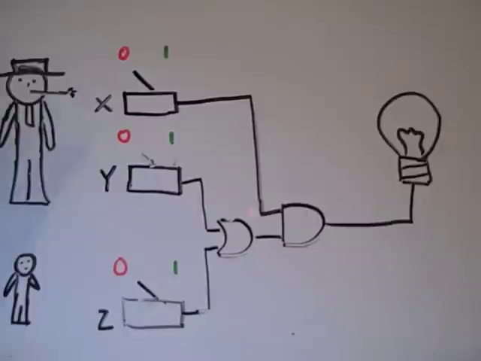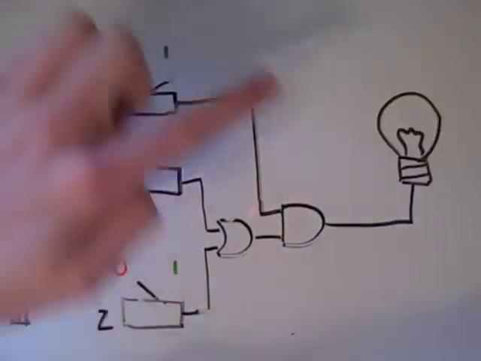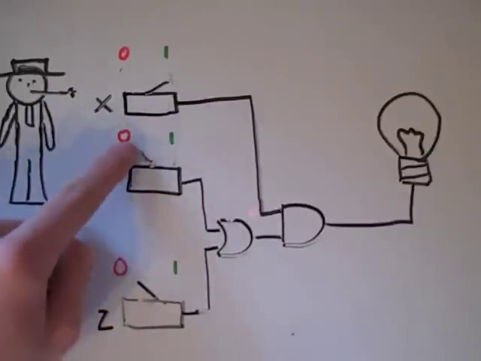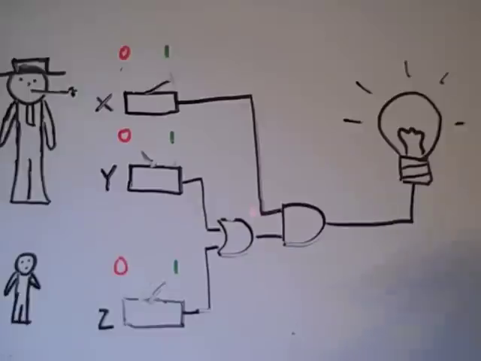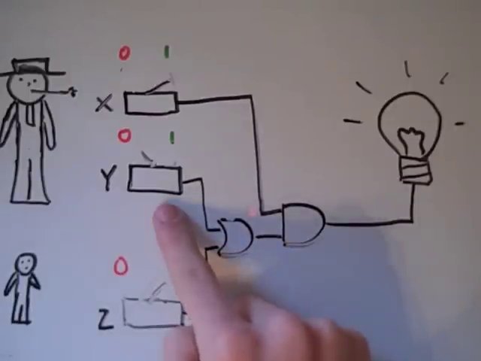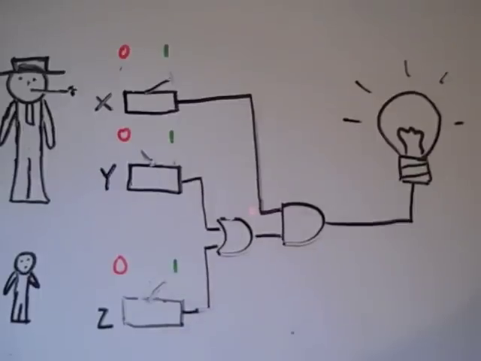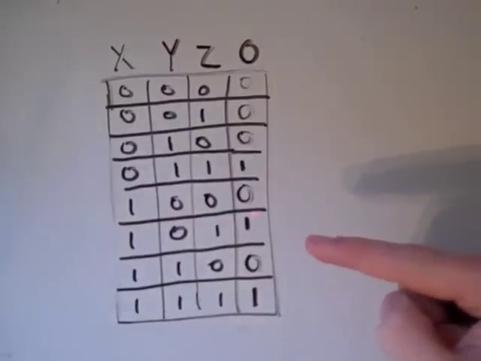Now, we're going to flip switch X on. Notice how even though we did that, the light still doesn't turn on. Now, when we flip either Y or Z on, the light will turn on. This is true for when Z is on, or when Y is on, or when they're both on. Now let's draw a truth table for this. This is the truth table for Farmer John's circuit.